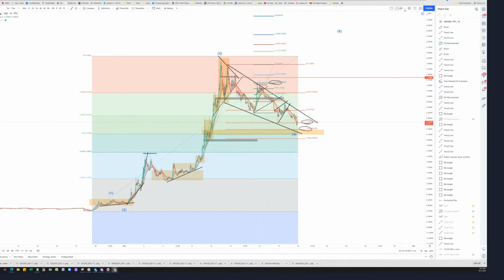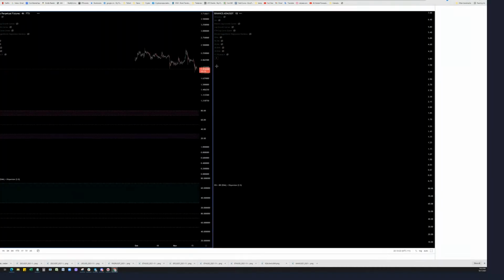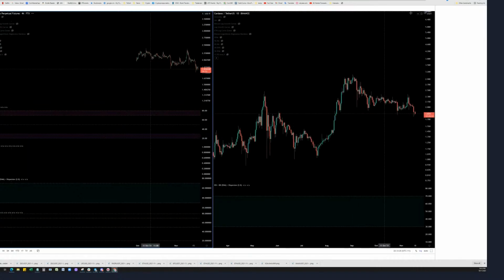So let's look at ADA. And I think this is where ADA got me mixed up as well, because looking at Loopring, we tend to assume that all the coins are doing the same thing at the same time, and that's not the case.